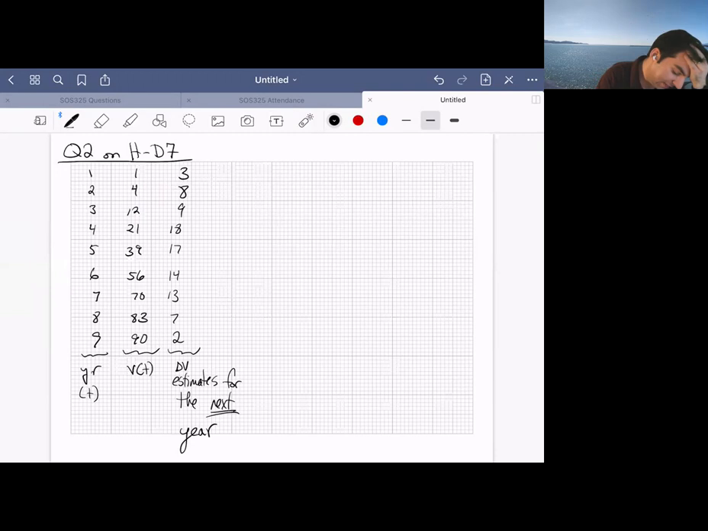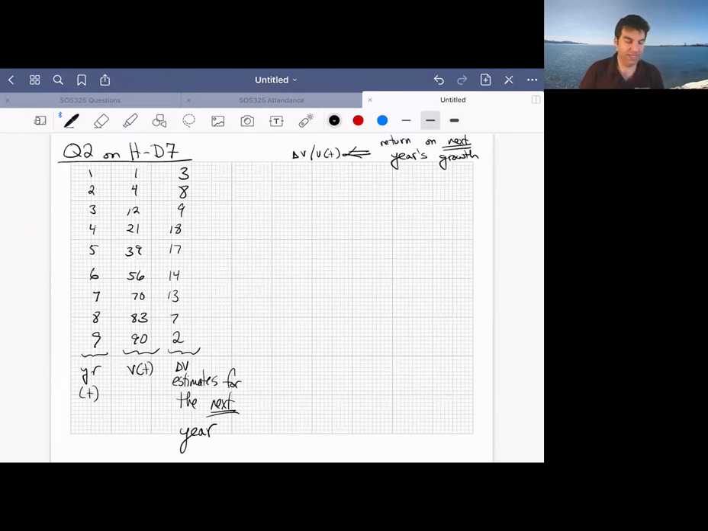If you estimate the growth rate, delta V over VT, then what we're estimating here is effectively the return on next year's growth. We're viewing the VT as how much is currently in the bank. If we wait 1 more year, then we're going to get an additional delta V. And so that's like the natural interest rate. For this first one, 3 divided by 1 gives me effectively a 300% interest rate.